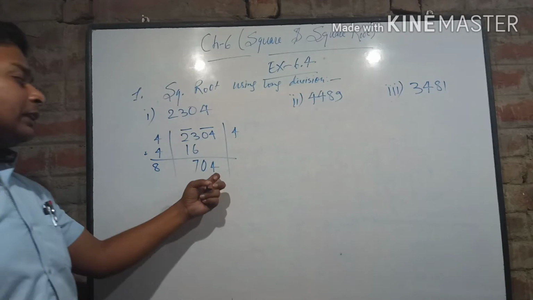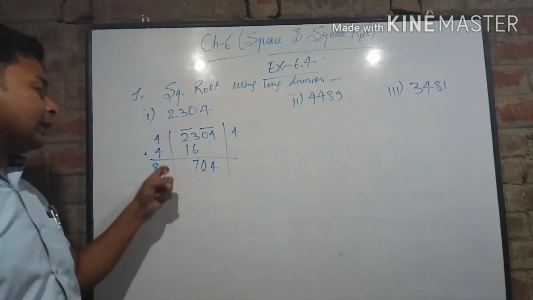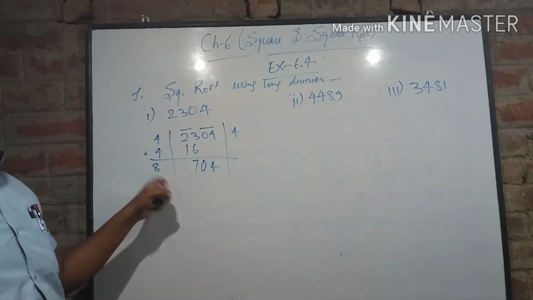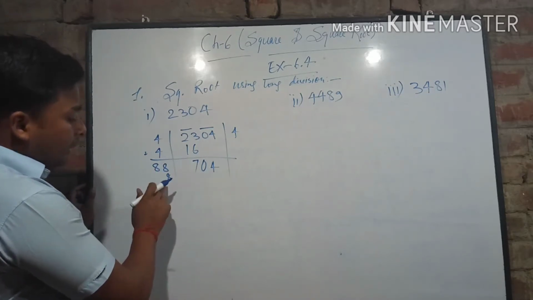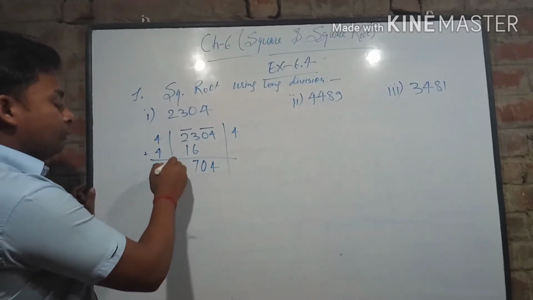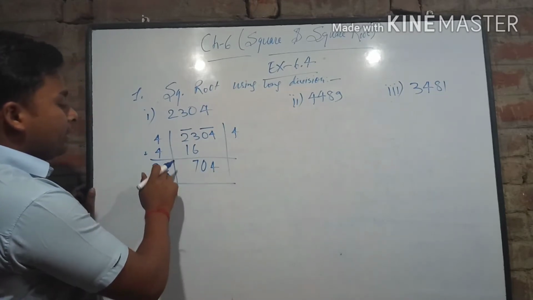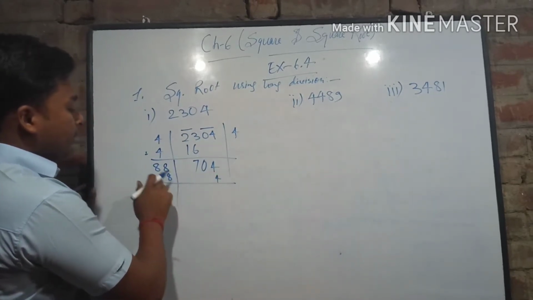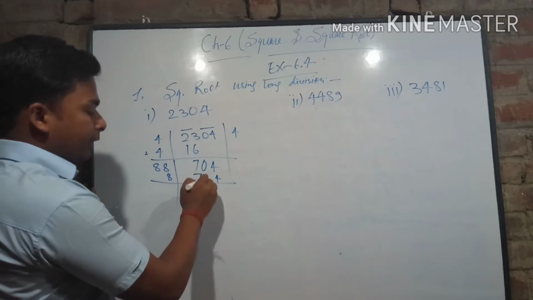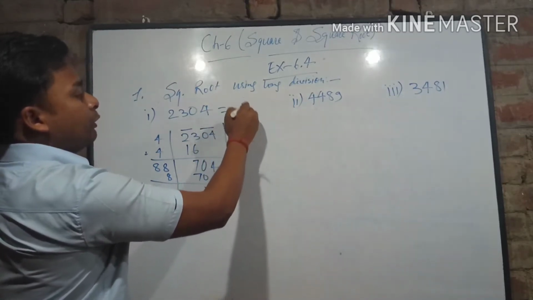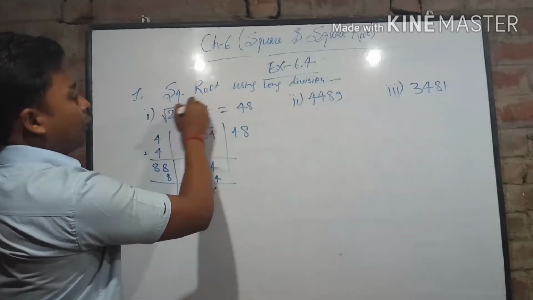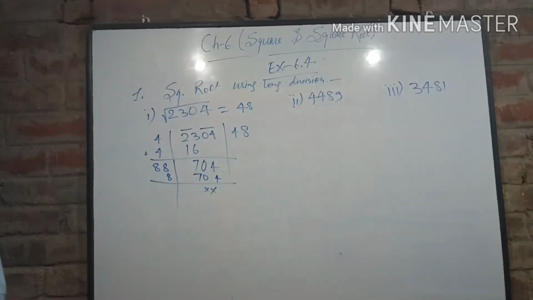Now, since the last digit is 4, we check with either 2 or 8. When we write 8, we should multiply with 8 only. 8 times 8 is 64, 64 plus 6 is 70. We are getting the same number, so the answer is 48. The square root of 2304 is 48.